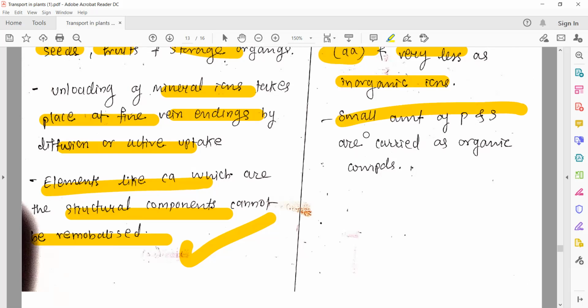A small amount of phosphorus and sulfur is always carried as an organic compound. Very, very important part. Again, keep this in mind. Phosphorus and sulfur are carried as organic compounds.